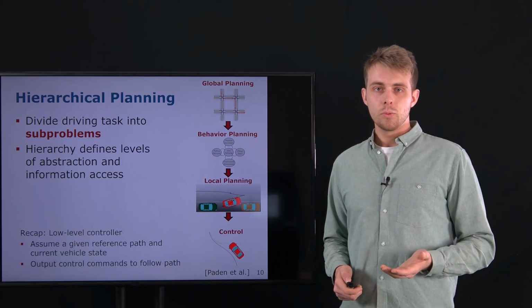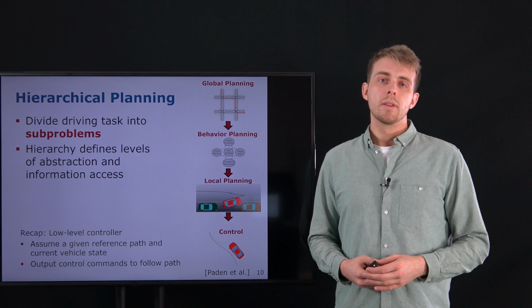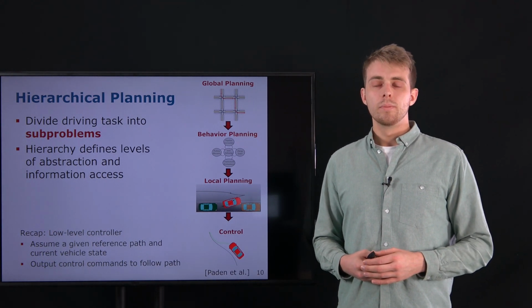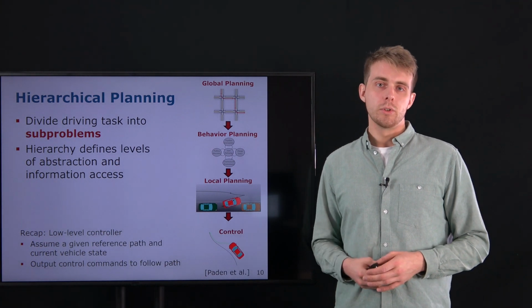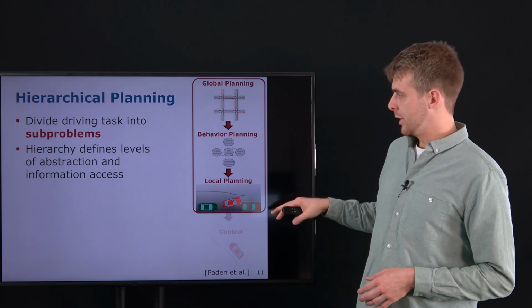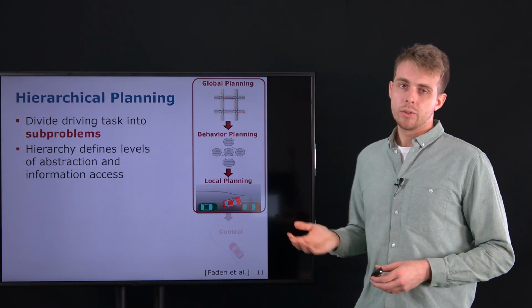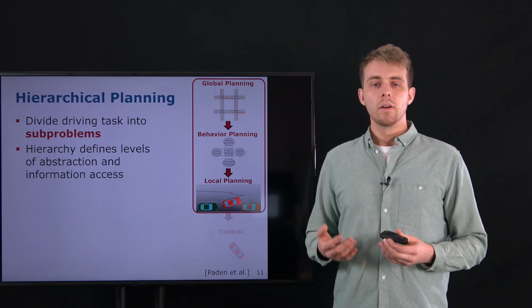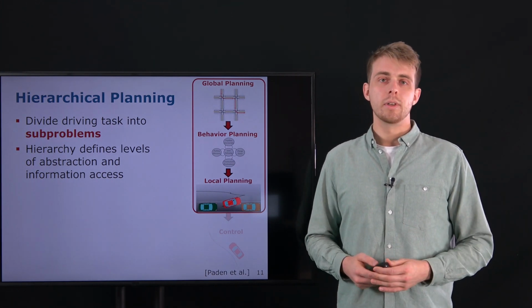In this lecture, we assume that the controller is now already given. So we have a low-level controller that takes the trajectory and outputs the corresponding control commands. So we will only focus on these three. And the hierarchy also defines the amount of information that is available to each planner and also the level of abstraction it has.